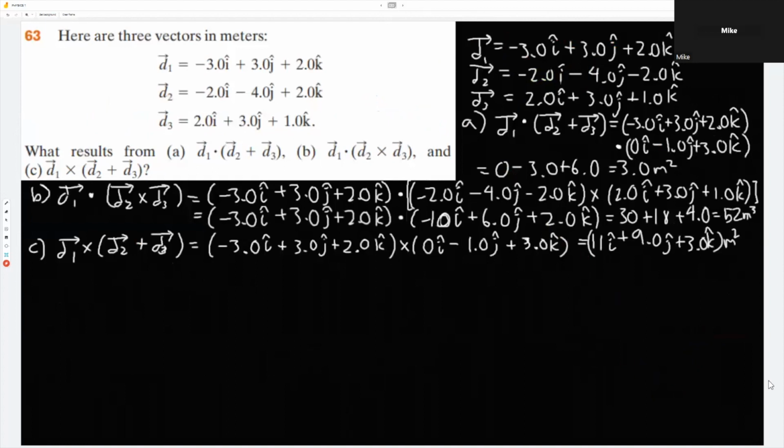63. Here are the three vectors in meters. So, ikaw. Tapos yung sa B. Okay. Anong unit? Okay. And then sa C, should be okay. Sige. Yung next item, tingin.